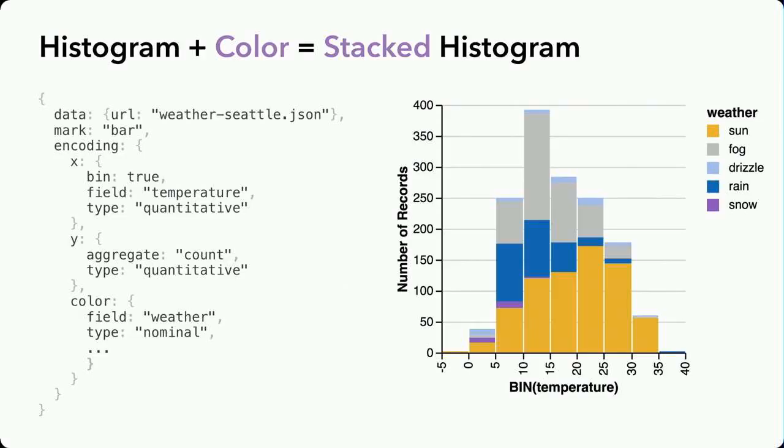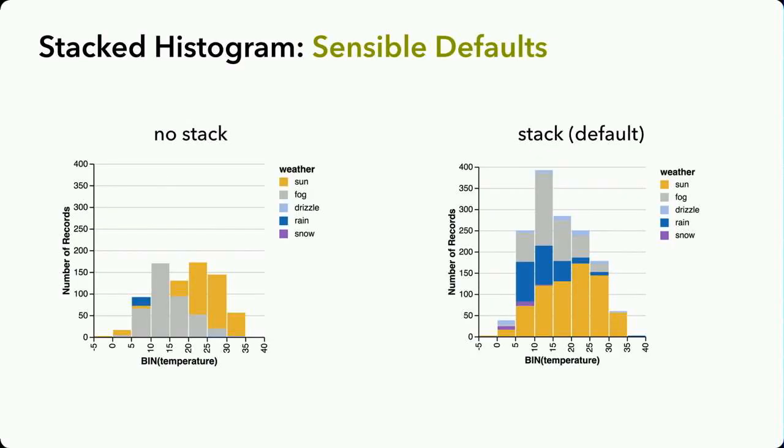So when we added the color encoding, Vega-Lite automatically stacked the bars instead of layering them. And this is another example of these sensible defaults. Because of the stacking, the overall shape of the histogram is preserved. And this is what you can see here on the right.